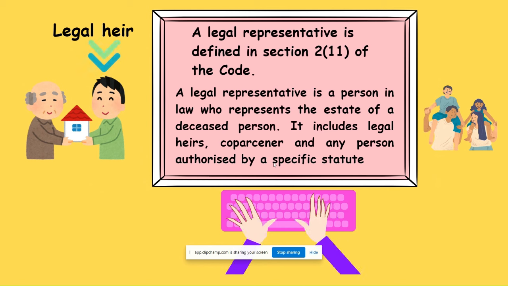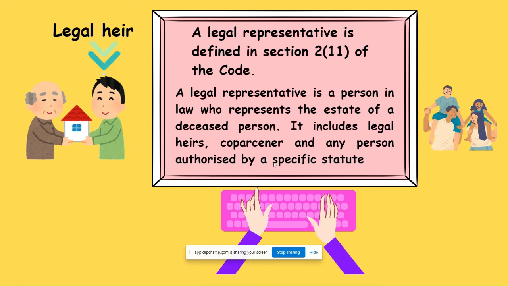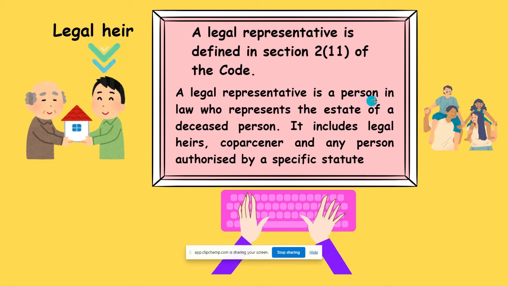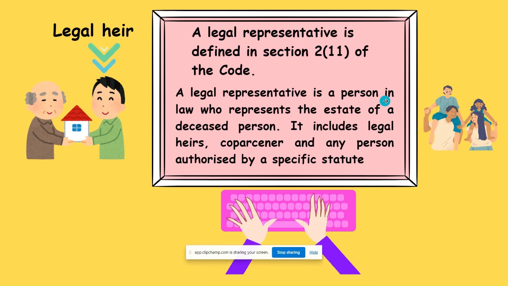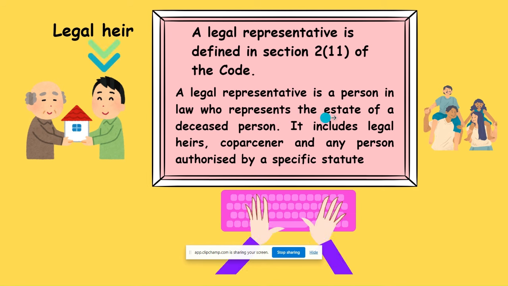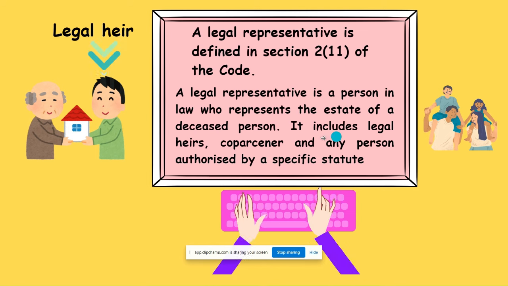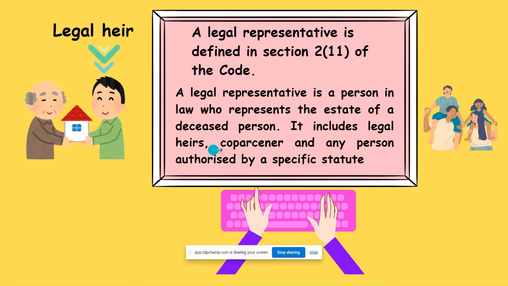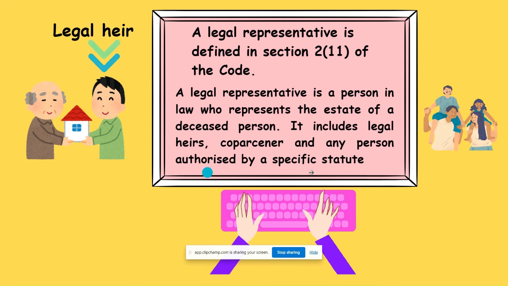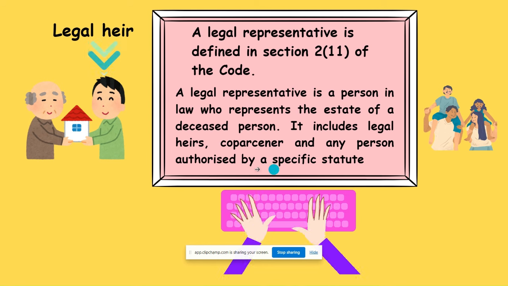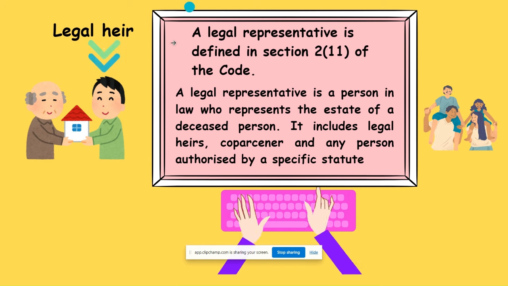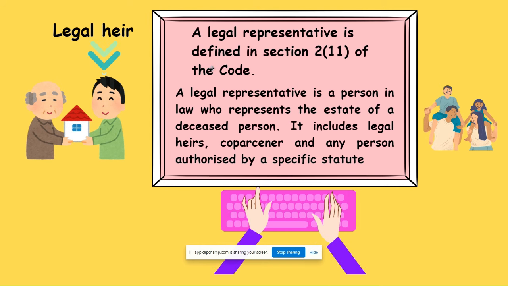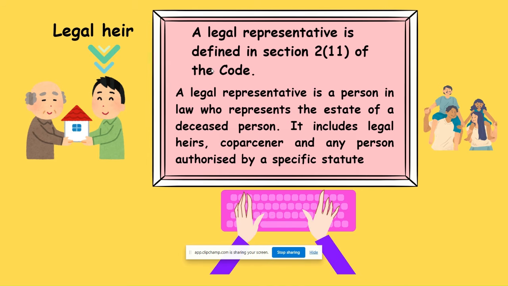Let us look at the definition of legal representative. A legal representative is a person in law who represents the estate of a deceased person. It includes legal heirs, co-partner, or any other authorized person, and any person authorized by specific statute. So this is about a legal representative, section 2(11) of the Code.